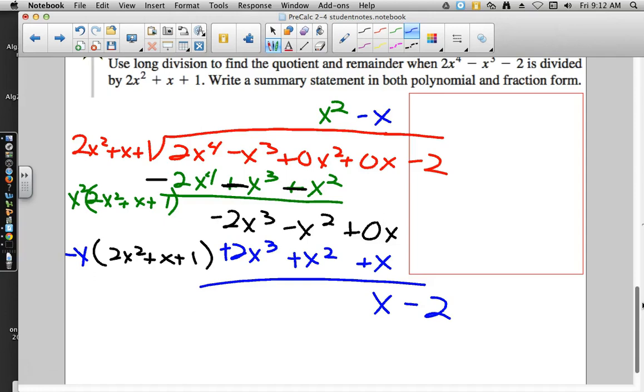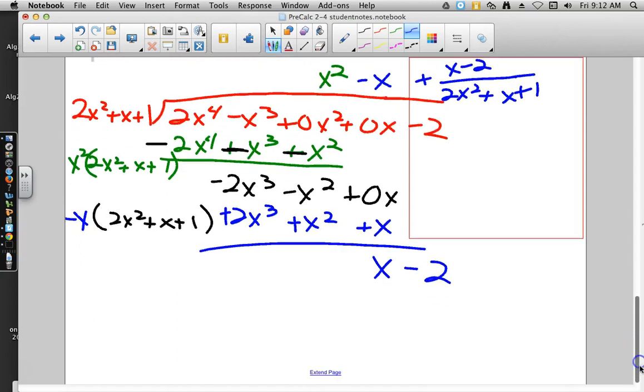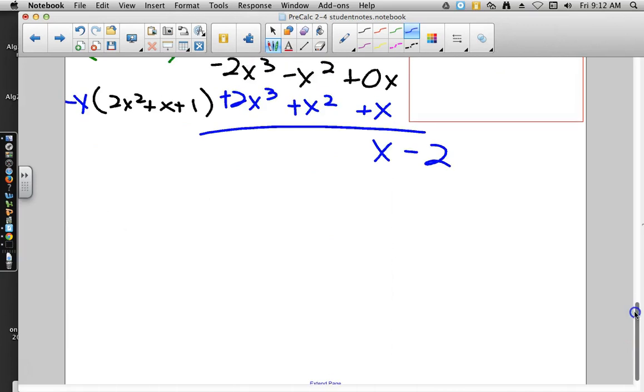Can we multiply 2x squared plus x plus 1 times something to make it x minus 2? No. We've just found our remainder. So this will be plus x minus 2 over 2x squared plus x plus 1. And now what we want to do is write our answer in both forms. So I'm going to scroll up here, which means I'm going to lose some of this.